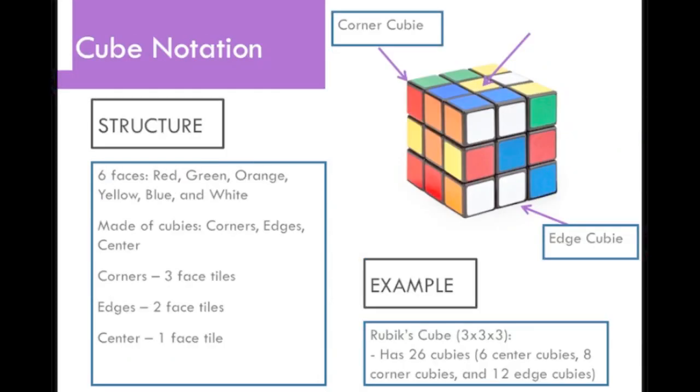A cube is known by 6 faces. There's the red face, the green face, the orange face, the yellow face, the blue face, and the white face. It's made of 3 different types of cubies: the corner cubies, the edge cubies, and the center cubies.